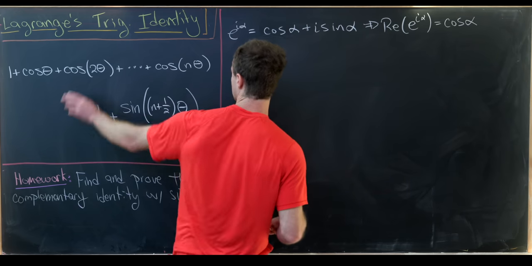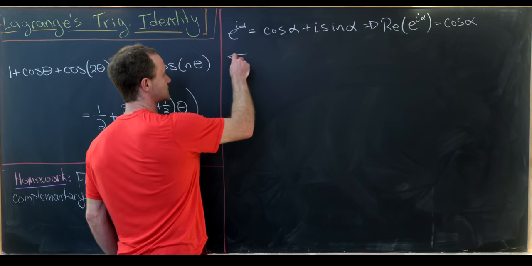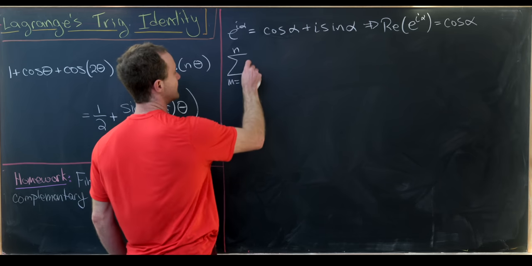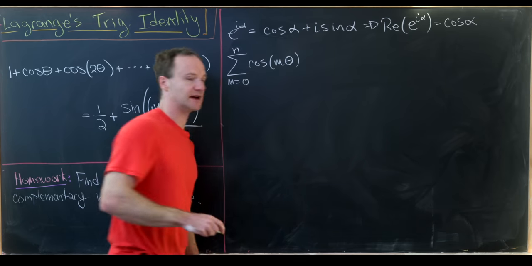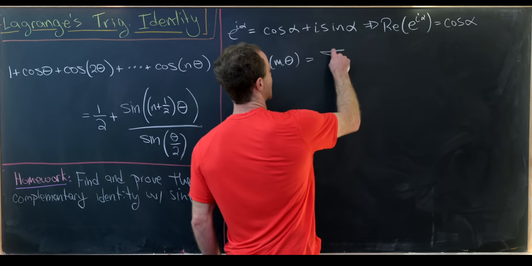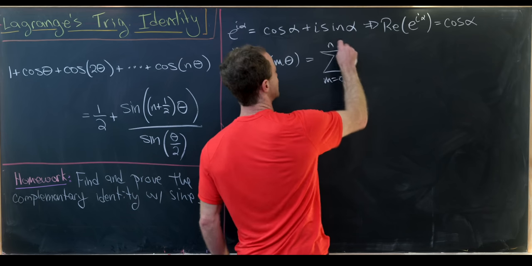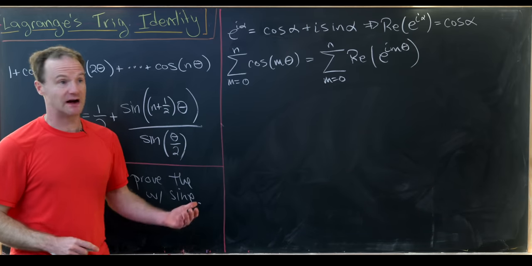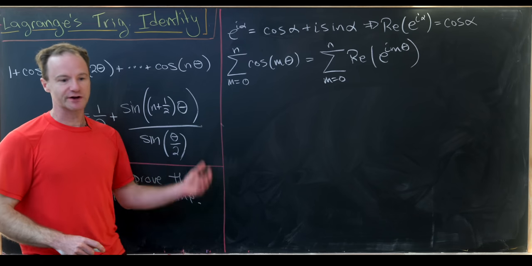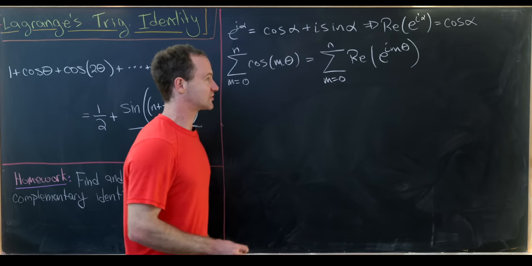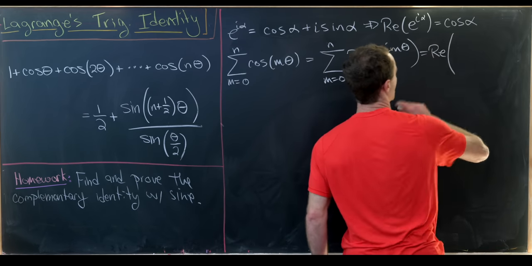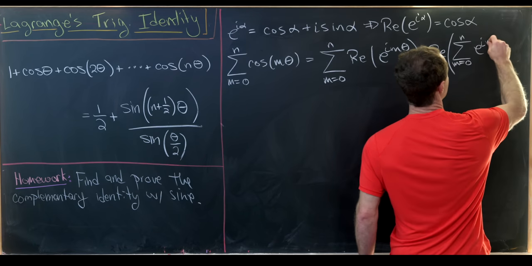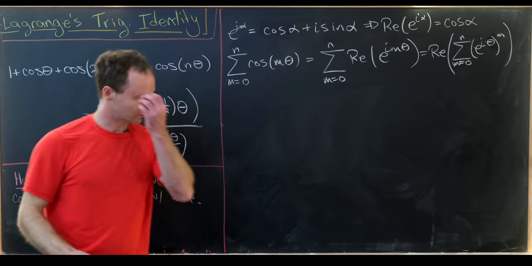Okay, so now let's start with the left-hand side, or the top side of this identity. So I'll rewrite it as the sum as m goes from 0 up to n of cosine of m times theta. But now I'll rewrite this as the sum as m goes from 0 up to n of the real part of e to the i m theta by what we just noticed on the line right above. But next, this real part operator is linear, so that means we can factor it out of the sum. And that'll leave us with the real part of the sum as m goes from 0 up to n of e to the i theta to the m power, where I used exponent rules there.